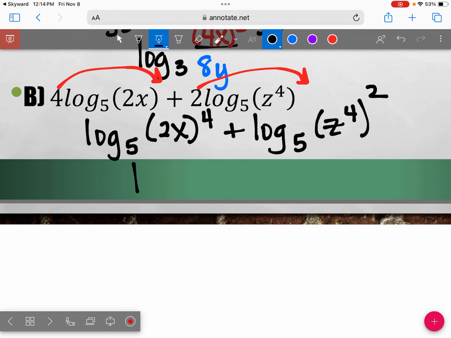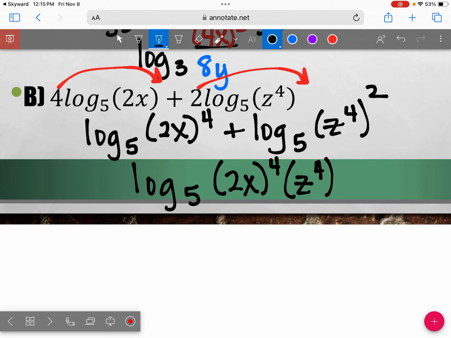So it would be log base 5 of 2x to the 4th times z to the 4th, squared. Now you can stop it there. Some books, or maybe some standardized tests, might expect you to simplify it.